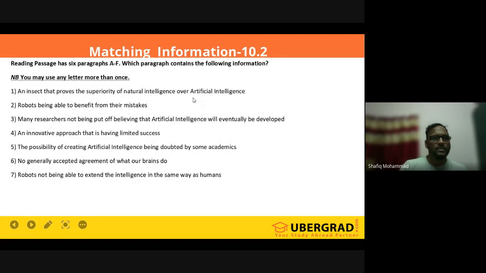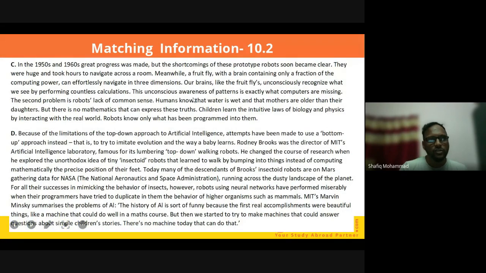Next, let's go to the D paragraph. Because of limitations of the top-down approach in artificial intelligence, attempts have been made to use the bottom-up approach. This tries to imitate evolution in a way. Rodney Brooks, the director of MIT's Artificial Intelligence Laboratory, famous for his top-down approach, walking robots, changed the course of research when he explored the unorthodox idea of tiny insectoid robots that learn to walk by bumping into things instead of computing mathematically the precise position of their feet.